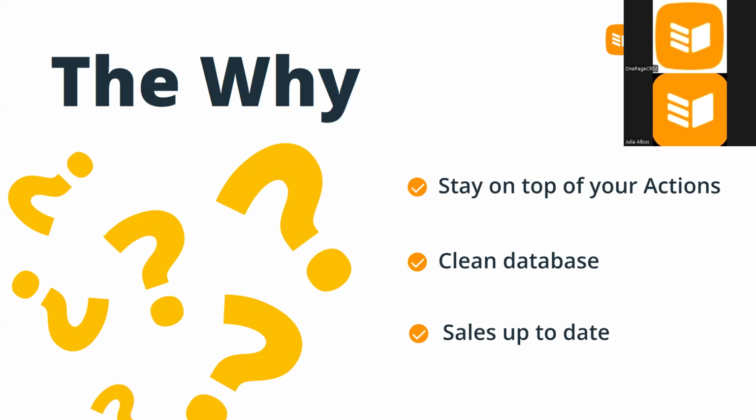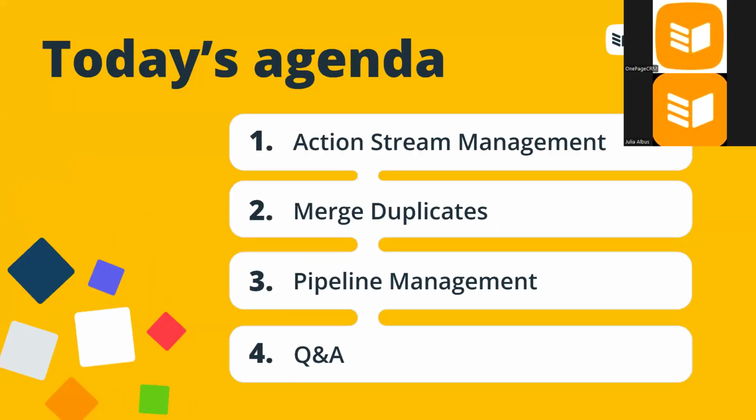That's why we're going to be talking about how to stay on top of your actions, how to clean your database, and how to get your sales up to date. This session, just to let you know, is going to be about 15 minutes. I'm going to try to stick to 15 to 20 minutes max. And the agenda is very short, very straightforward. We're going to talk about action stream management, merging duplicates, and then pipeline management. And of course, we're going to have our Q&A.